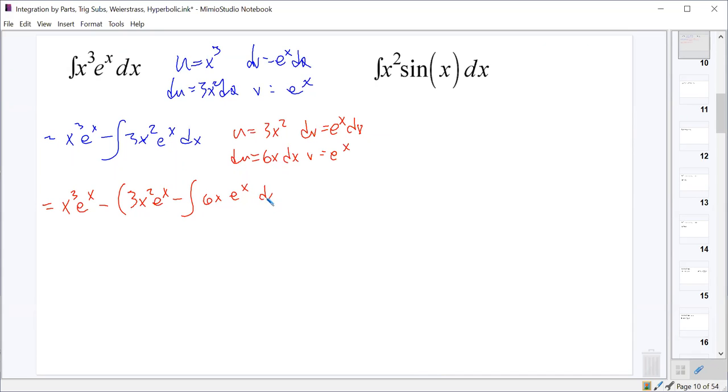And what do you think we need to do one more time here? One more integration by parts. This time u will be 6x, dv will still be e to the x dx, du will be 6 dx, and v will be e to the x.